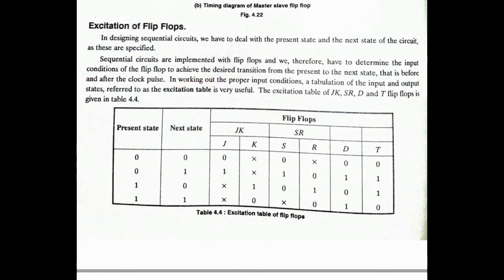In working out the proper input conditions, a tabulation of the input and output state, referred to as an excitation table, is very useful. The excitation table of JK, SR, D and T flip flop is shown in table 4.4. Here we draw an excitation table for the present state and the next state. First we consider present state 0, next state 0; present state 0, next state 1; 1 0; 1 1. In this way we draw the excitation table.